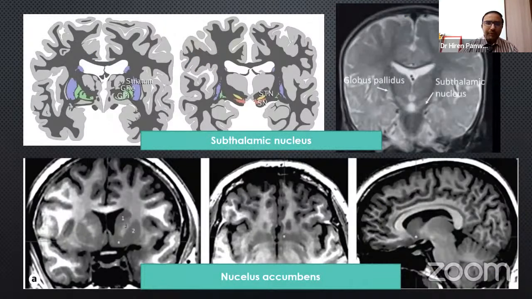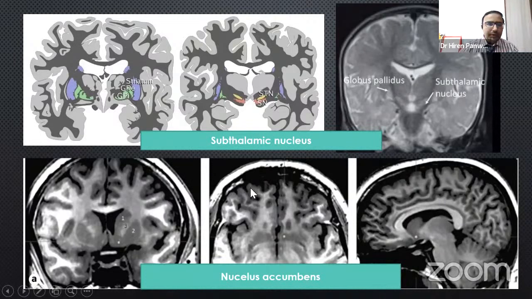There are a few other structures which come under the basal ganglia circuit. One of them is the subthalamic nucleus. The subthalamic nucleus is also a paired structure, which is medial to the corticospinal tract. You can see that this is the longitudinal, slightly hypointense white matter tract, that is the corticospinal tract. The subthalamic nucleus is located medial to this, and ventral to the thalamus in this location. Then another structure is the nucleus accumbens.